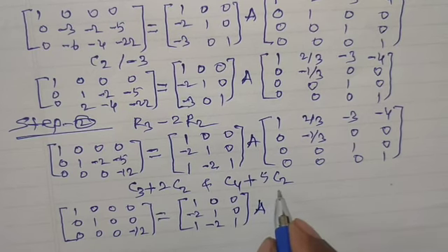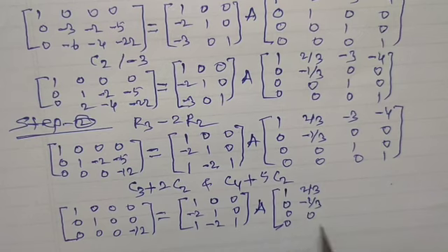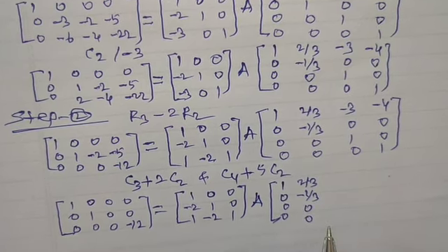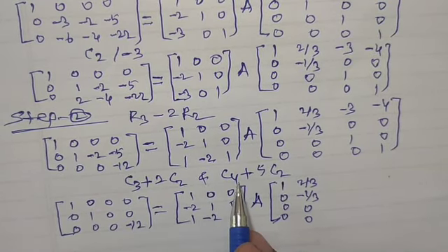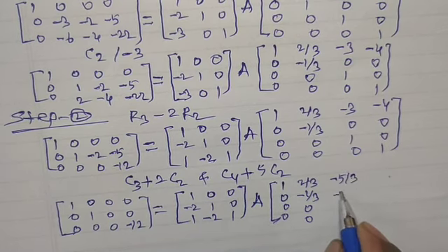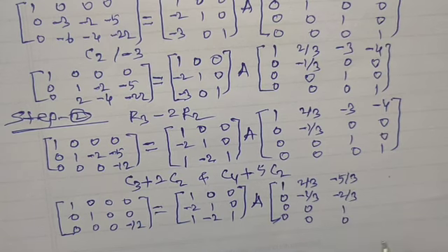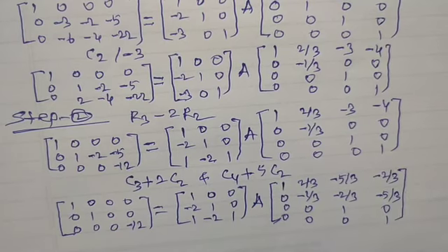And then applying these two column transformations, this matrix will reduce to first column as it is, second column also as it is. 1, 0, 0, 0, then 2 upon 3, minus 1 upon 3, 0, 0. Change in C3 and C4: C3 plus 2 C2, and C4 plus 5 C2. That gives minus 5 upon 3, minus 2 upon 3, 1 and 0. Then minus 2 upon 3, minus 5 upon 3, 0 and 1. You can check this.